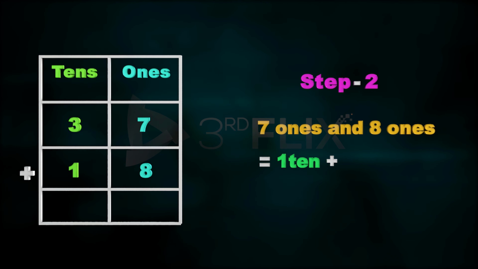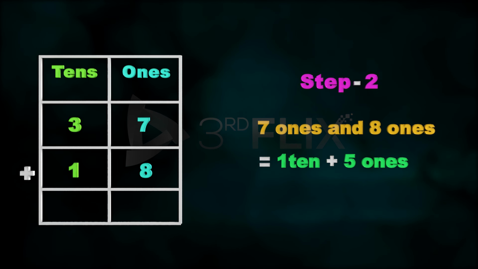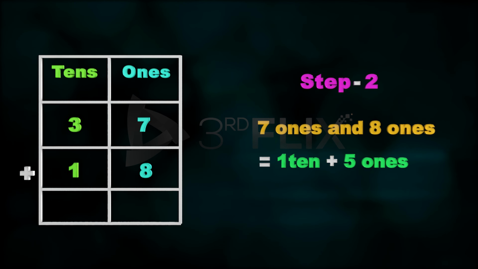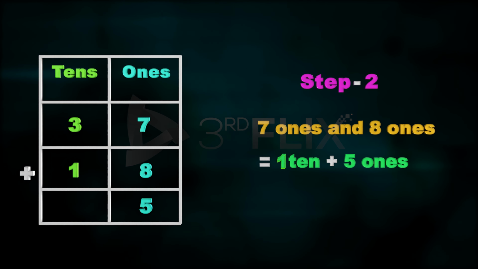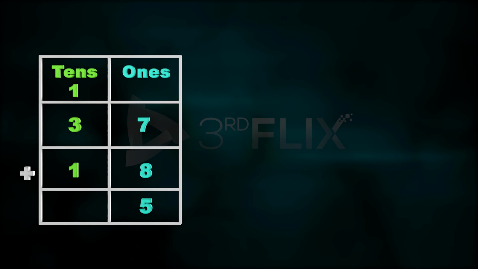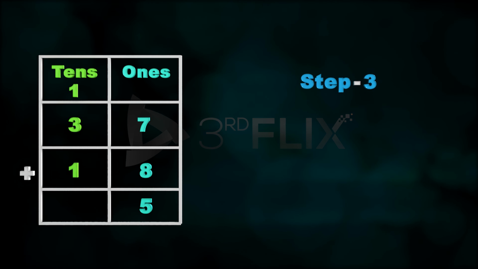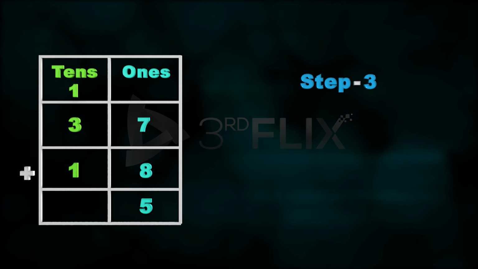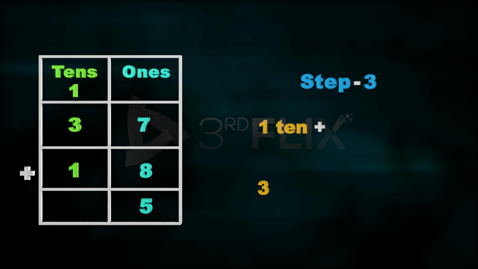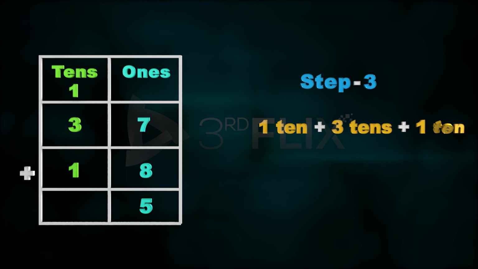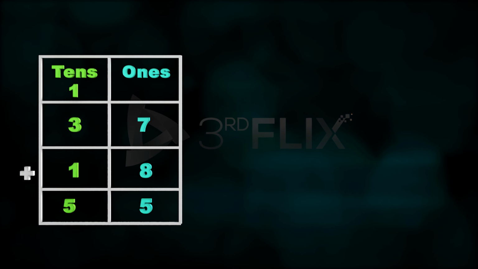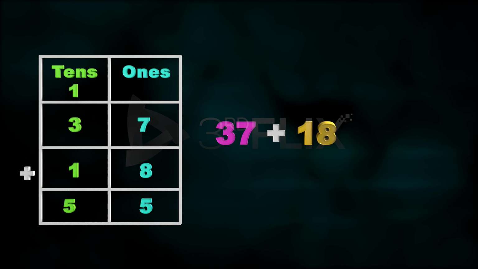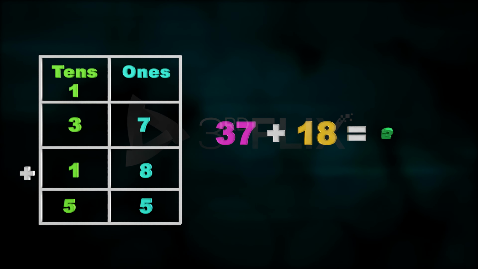1 ten plus 5 ones. If the sum of the digits in the ones place is 10 or more, carry over the tens to the tens place. Step 3. Add the digits in the tens place. 1 ten carried over plus 3 tens plus 1 ten is equal to 5 tens. So, 37 plus 18 is equal to 55.